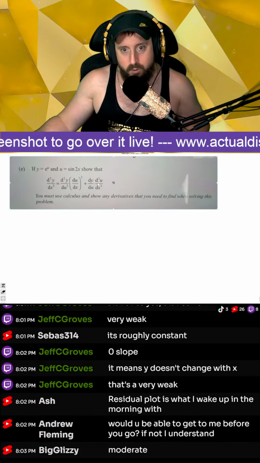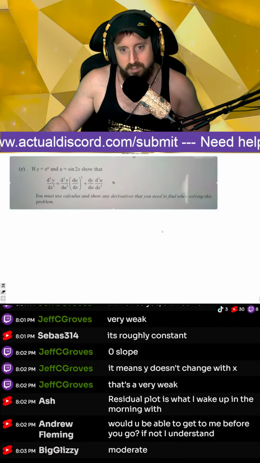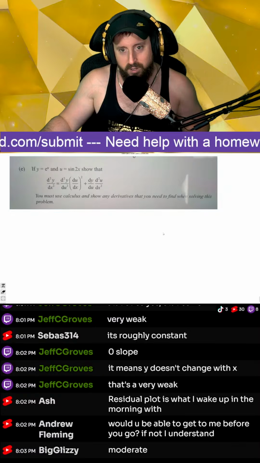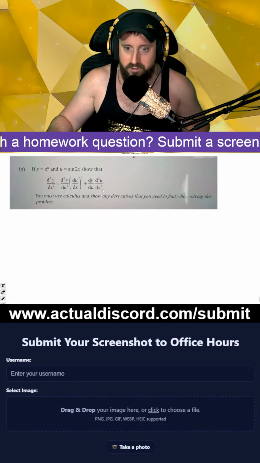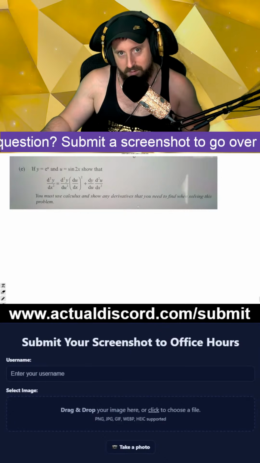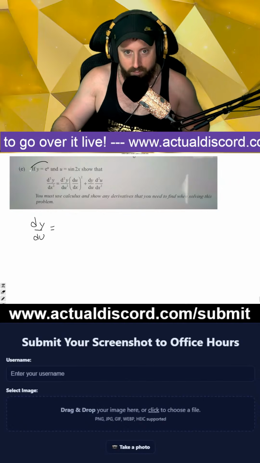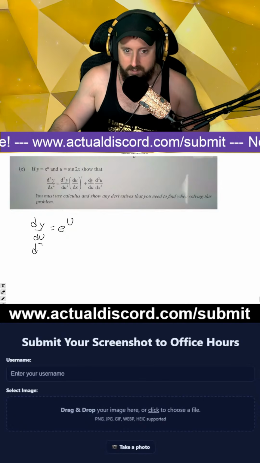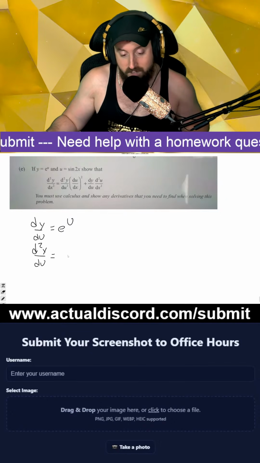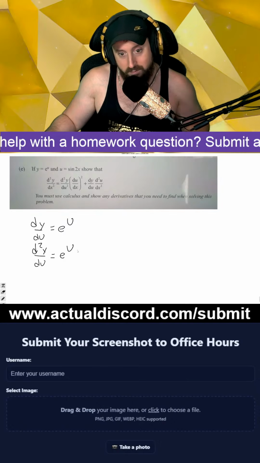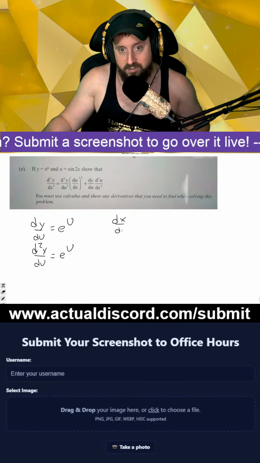If y equals e to the u and u equals sine 2x, show that dy dx squared is equal to d squared y du squared times du dx squared plus dy du times d squared u dx squared. You must use calculus and show any derivatives. Okay, great. Let's go figure this out. So let's see, dy du. The derivative of e to the u is just e to the u. And then d squared y du squared, that's the derivative of dy du. Well, the derivative of e to the u is just e to the u, right? Cool. Easy. Let's look at dx du.